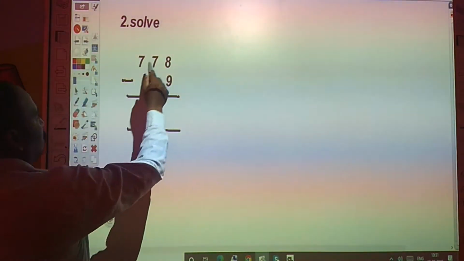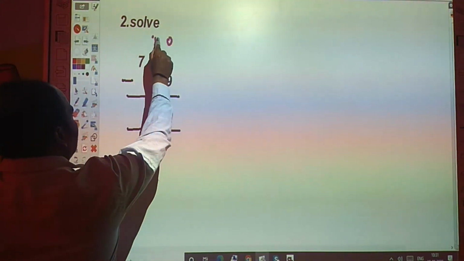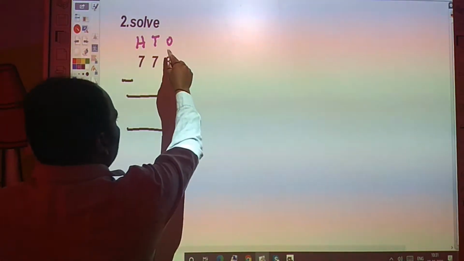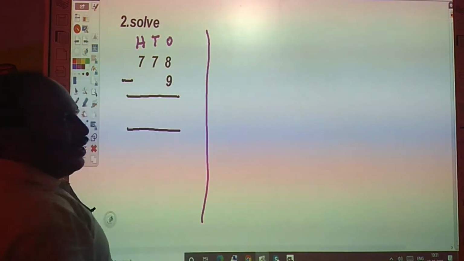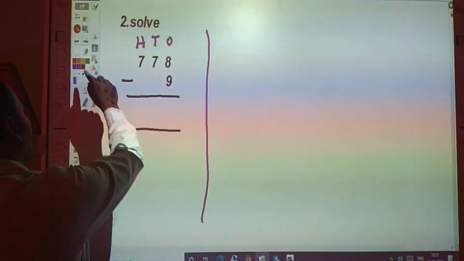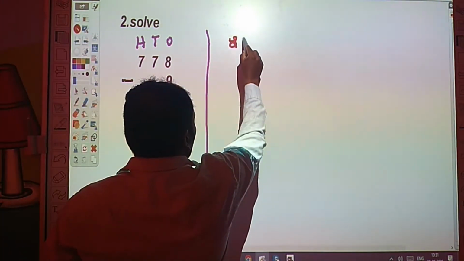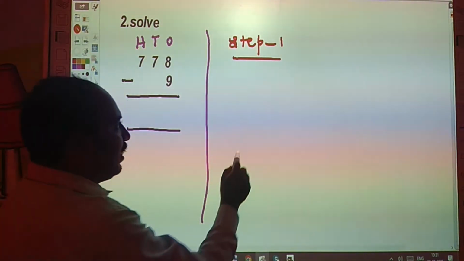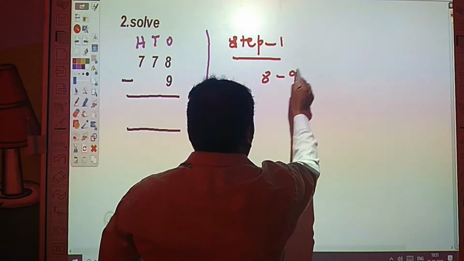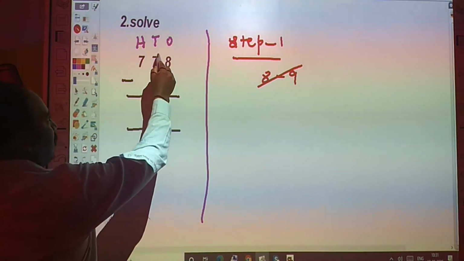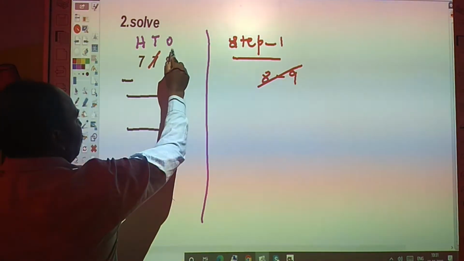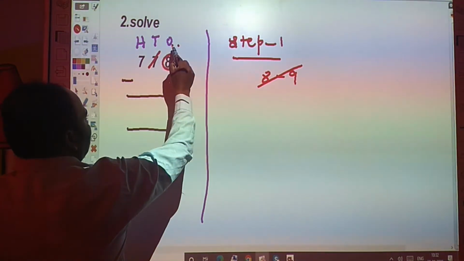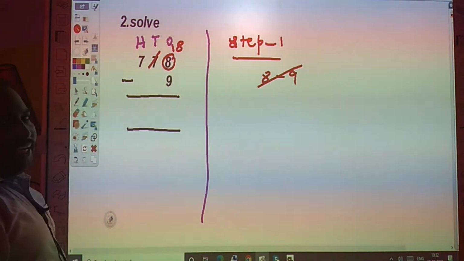First we take the place value: ones, tens and hundreds. We want to minus, so we go to the ones place first. Here our ones place is 8 and 9. Step 1. 8 minus 9 is not possible. So borrow 10 from the tens place. Already 8 is having, so 10 plus 8 is 18.